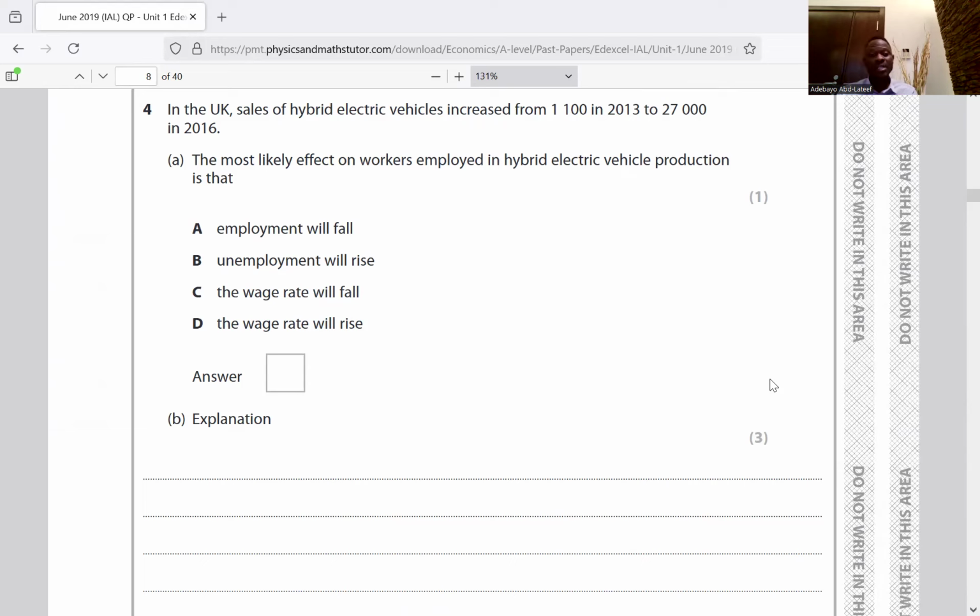Then you define what I said. First, you talk about demand for labor, which is a derived demand. So an increase in the demand for hybrid electric vehicles will bring about an increase in demand for labor. And demand for labor is a derived demand. So an increase in demand for labor will bring about an increase in the wage rate. Clear? So the answer is what? The answer is D. Clear? Question 5.